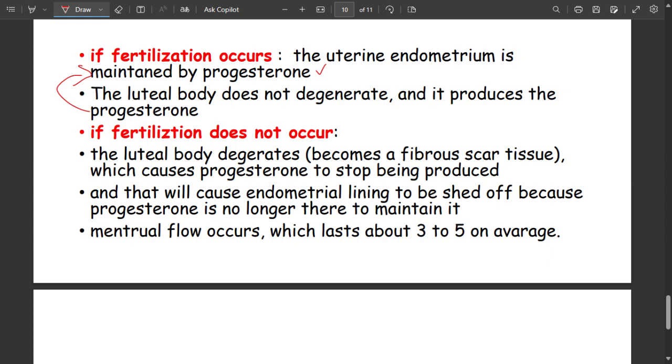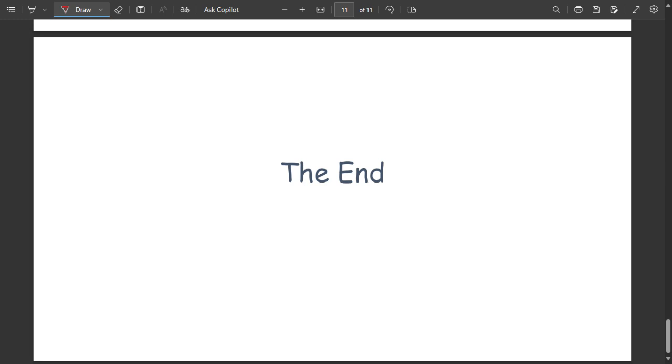So that is simply that on ovulation, factors that influence it, the hormones, and everything else that occurs around it. So that is the end. Thank you.